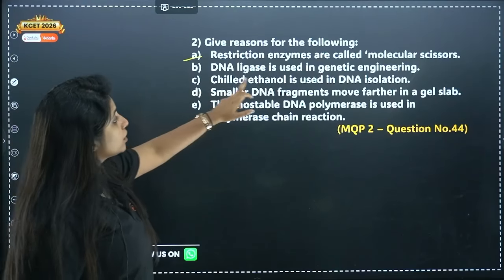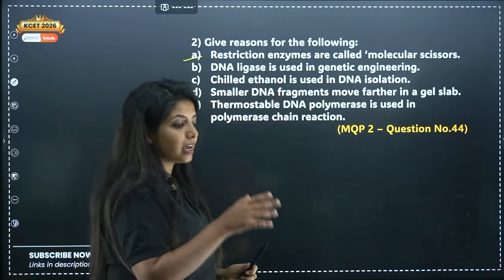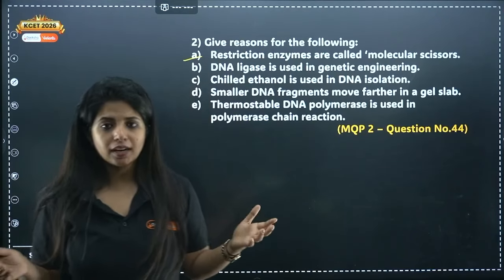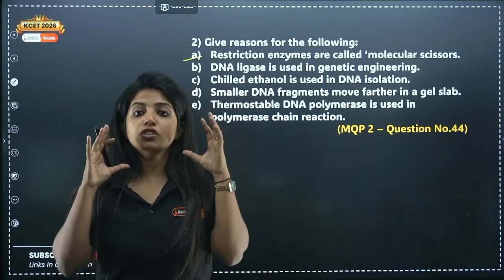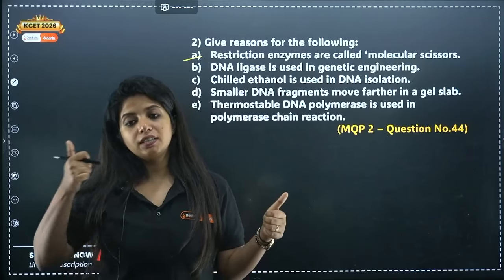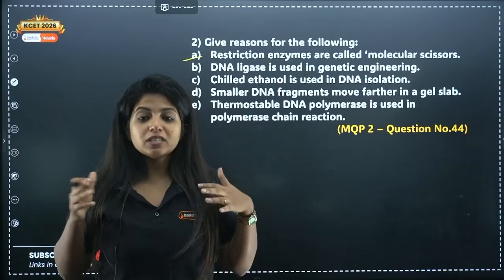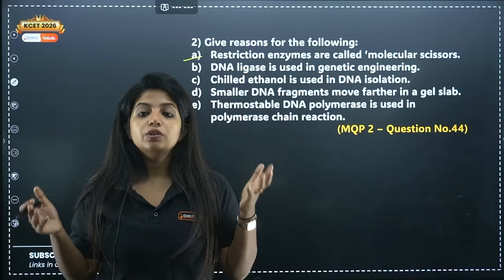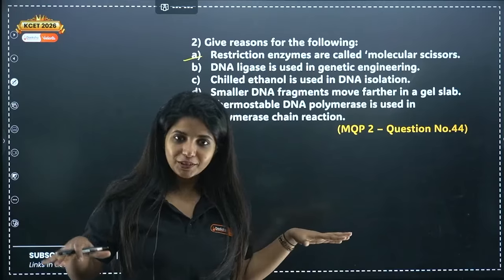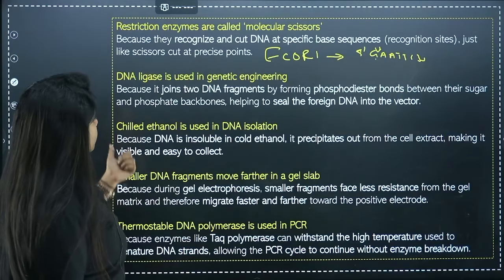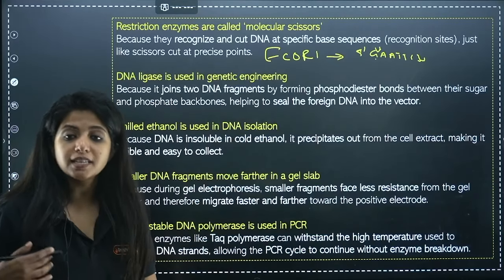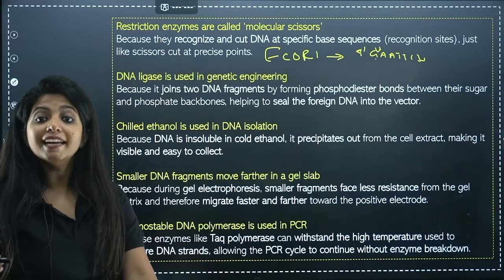Now, chilled ethanol is used in DNA isolation. Suppose in the cell, a lot of things are there: RNA, proteases, proteins. I separated everything and I just have the DNA now. I digested the proteins and the RNA, and the DNA is intact. But how do I separate it from the RNA and the protein? You need to add chilled ethanol. When you add chilled ethanol, what happens, my dear children? It floats around. Because DNA is insoluble in cold ethanol, it precipitates out from the cell extract, making it visible and easy to collect.